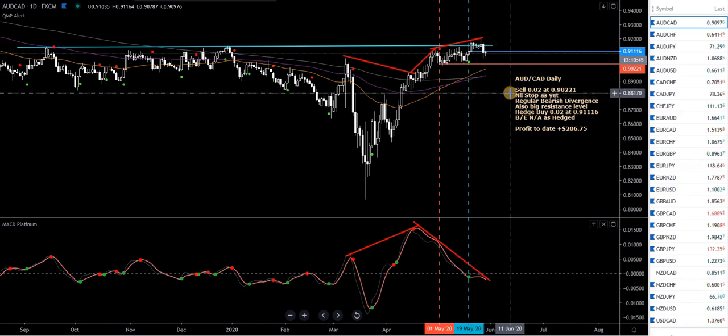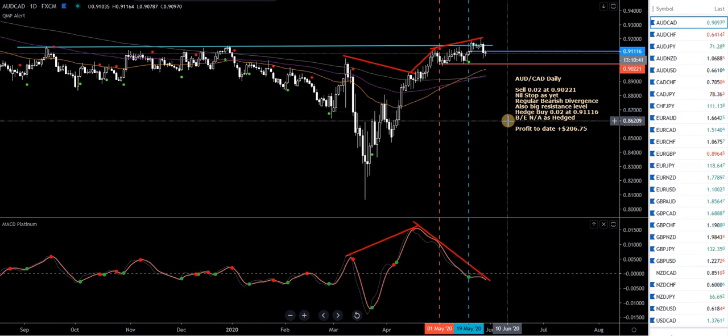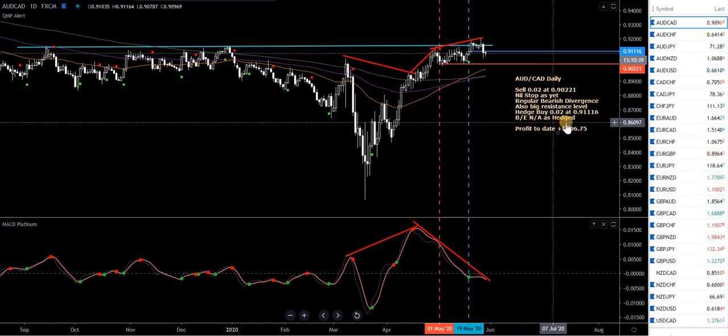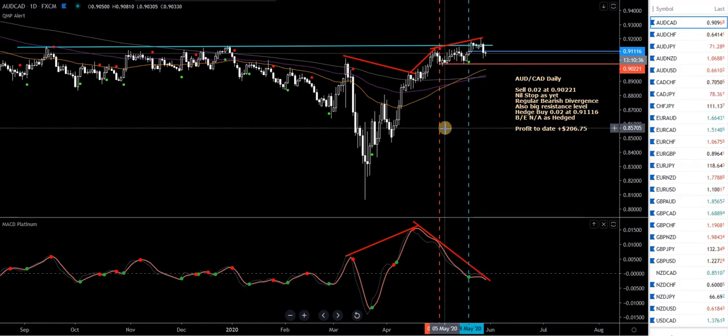Right, you can see my notes here. I took a sell. This is the AusCAD. Took a sell and a hedge buy. Break even, not applicable as hedged. So I took a sell here.